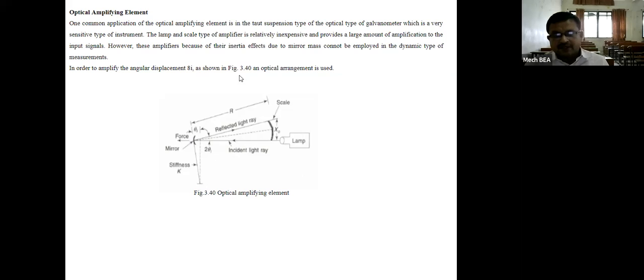that is theta I, as shown in figure 3.40, an optical arrangement is used. Therefore, you just see this is the concave lens. Now, when this light ray falls on this lens, what will happen? This small lens will get deflected, and because of the deflection, the light ray reflected from this small lens will move towards the upper right corner, and it will strike this scale. Therefore, from this small change in input, we are getting a large change in output. This means amplification is there, amplification of the signal.